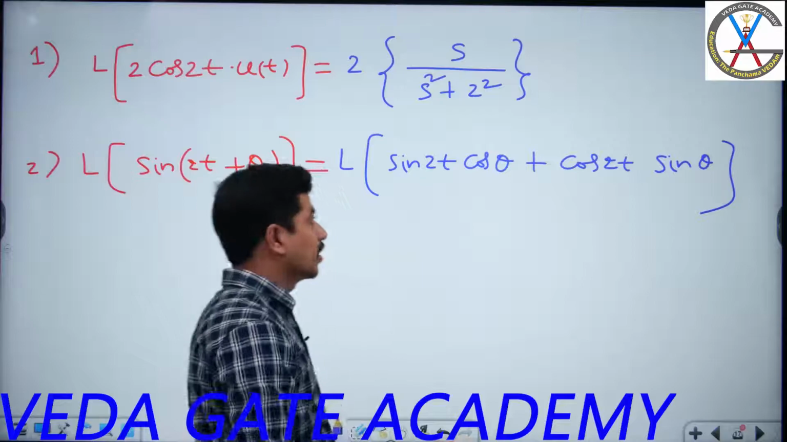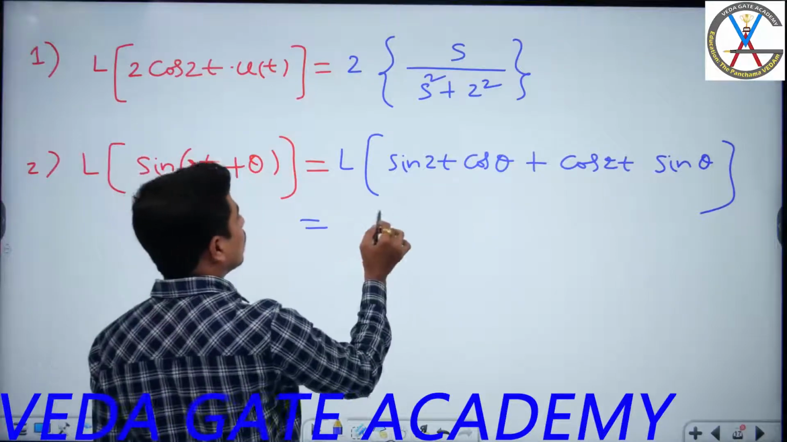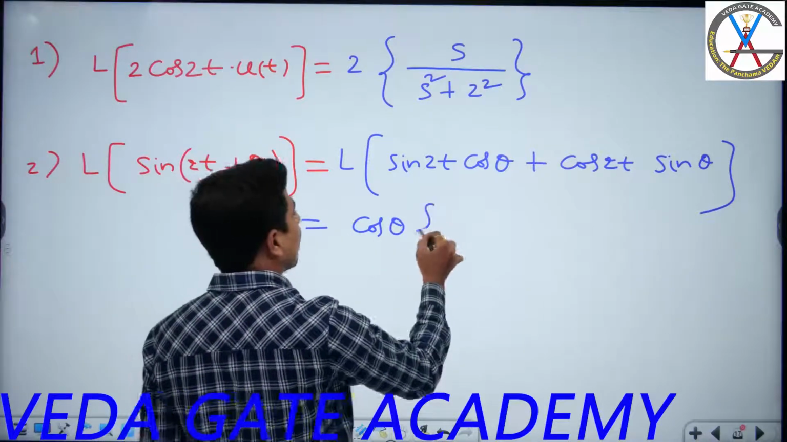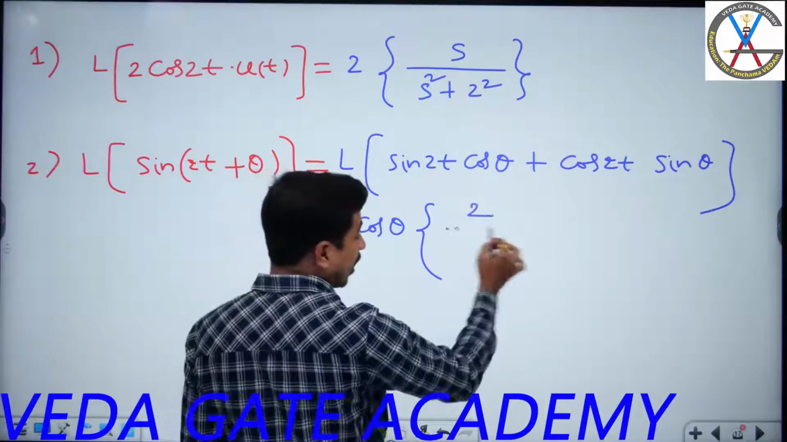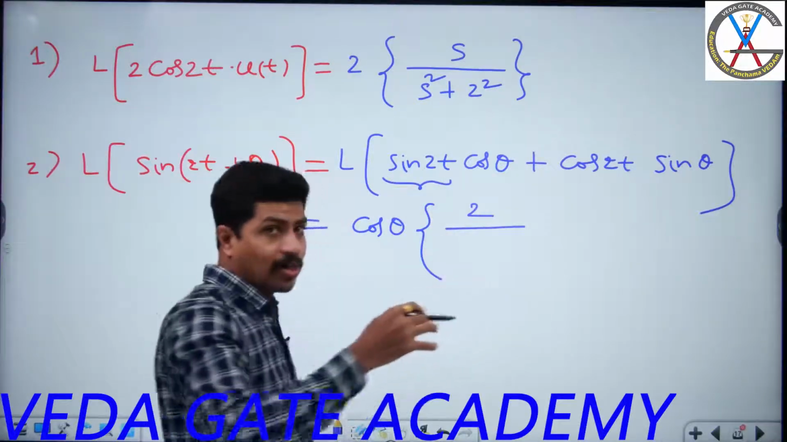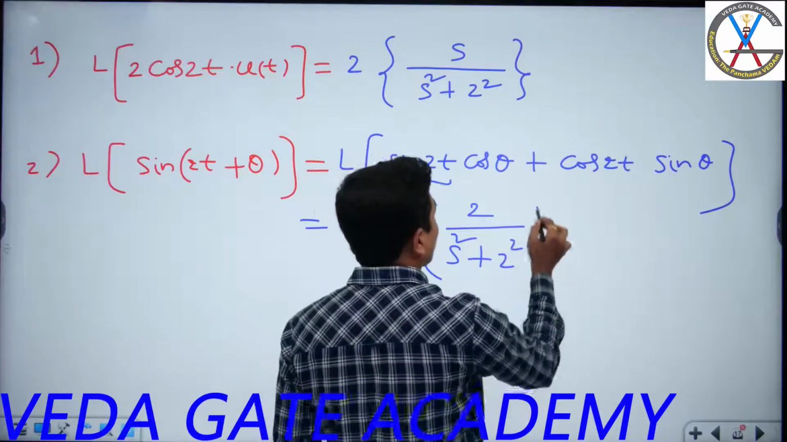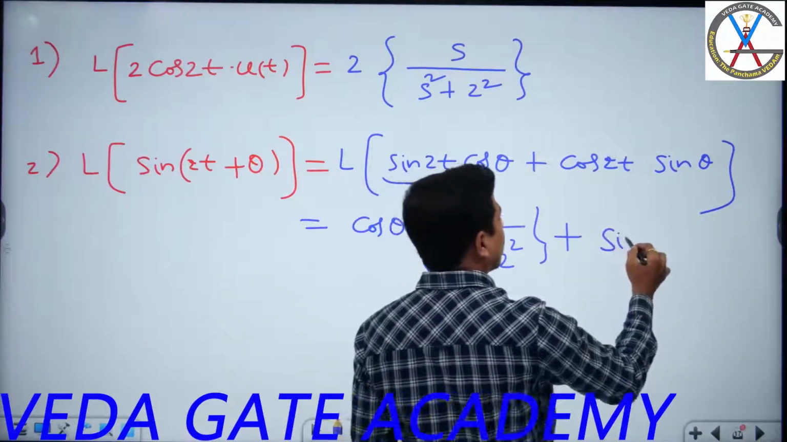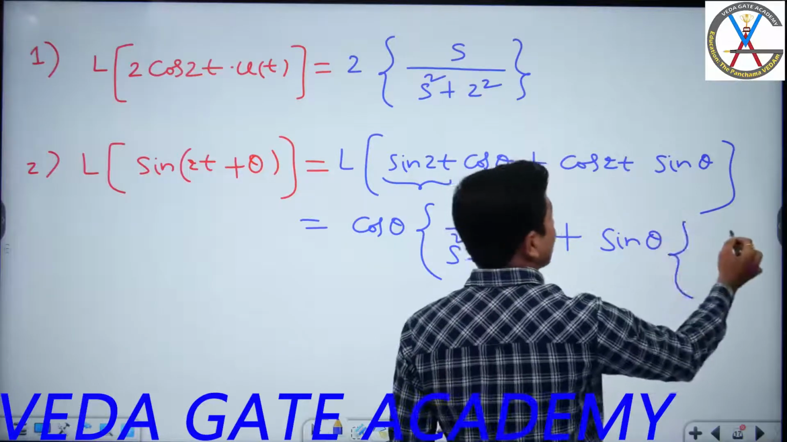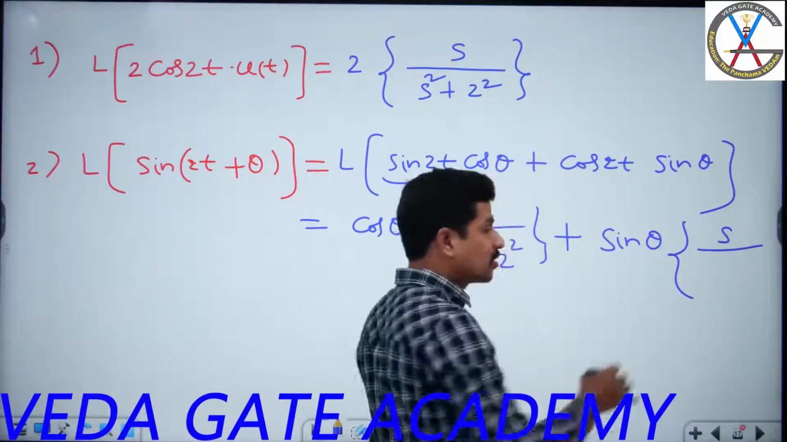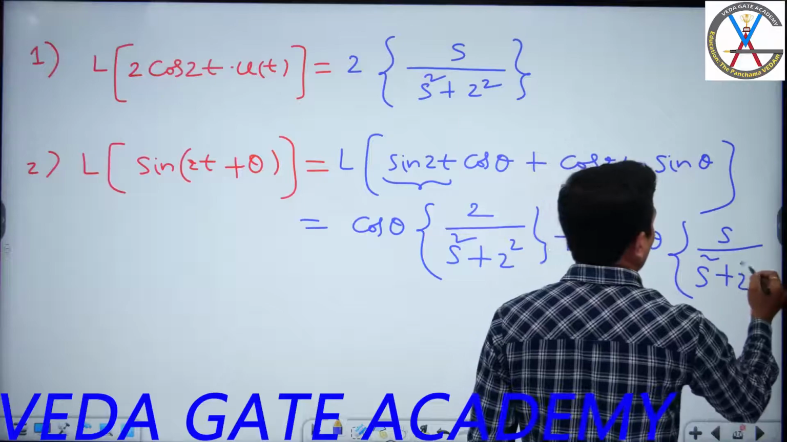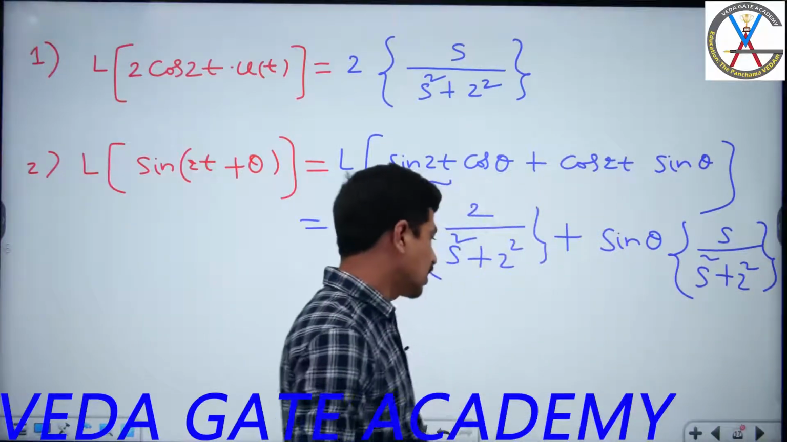Those are constants. Now you can write very easily. Cos theta is constant. Why? Because it's a value. Then what are we going to get? Omega by, sine means what? Numerator omega. Omega by s square plus omega square, plus sine theta into, as it is cos, s by s square plus omega square. This is the answer. Done. Then go for the next question, please.